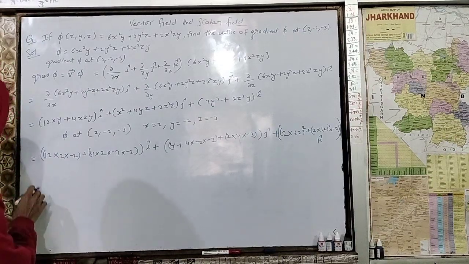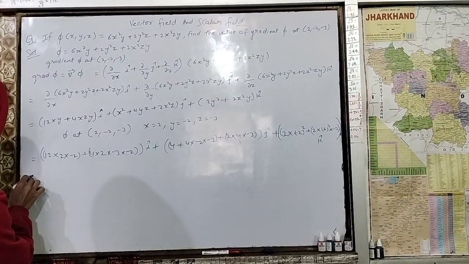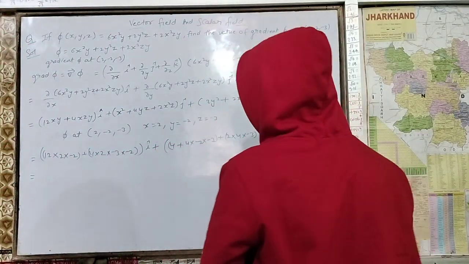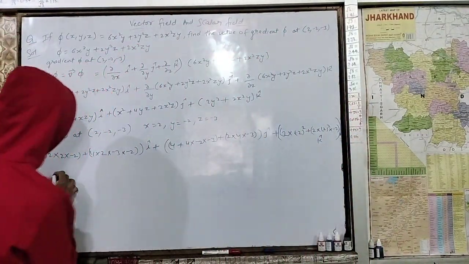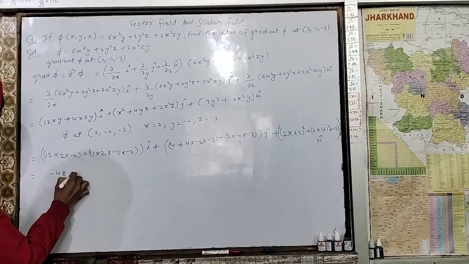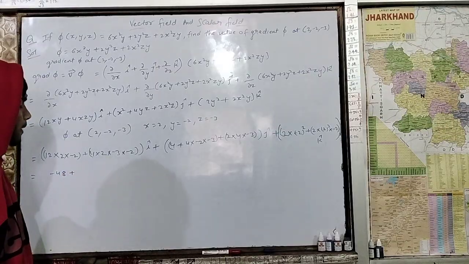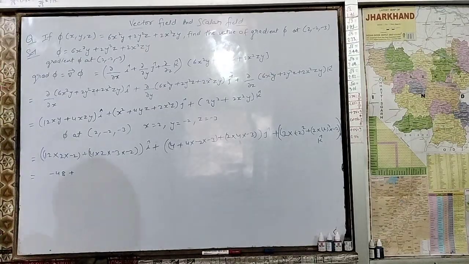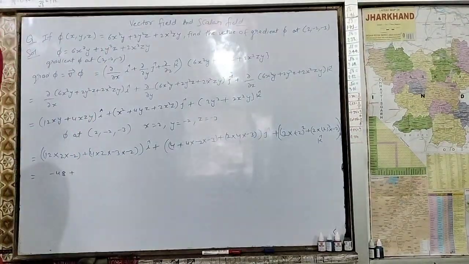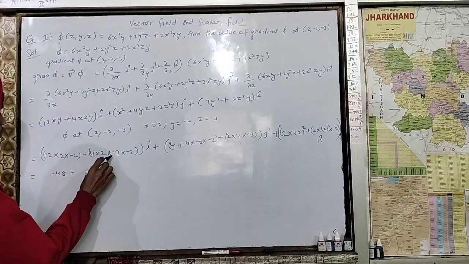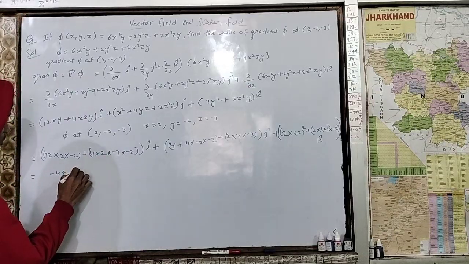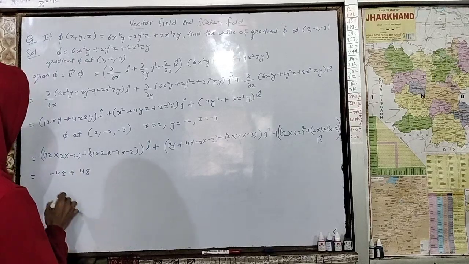Now just to simplify this for the next step. 12 twos are 24. 24 twos are 48. 48 minus 48 plus 4 twos are 8. 8 sixes are 48. 4 twos are 8. 8 threes are 24. 24 twos are 48. So minus minus will become positive. So 48. Answer is 48.